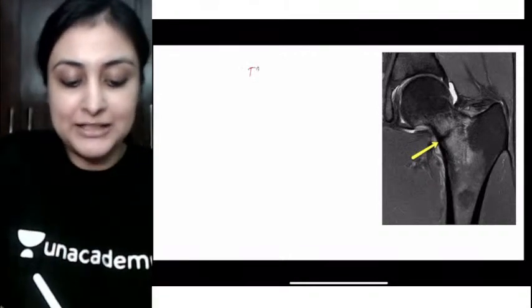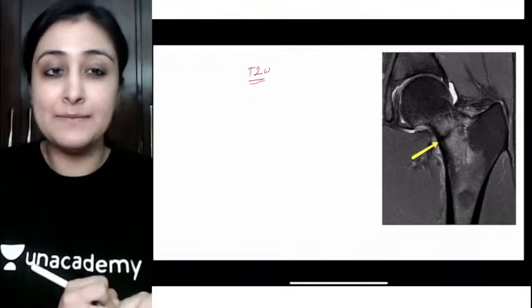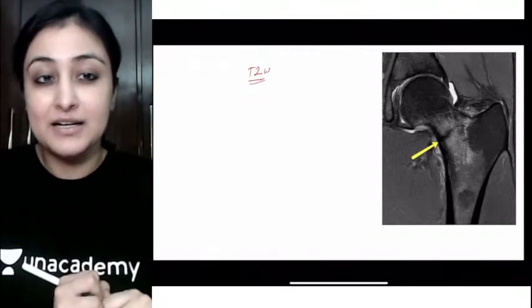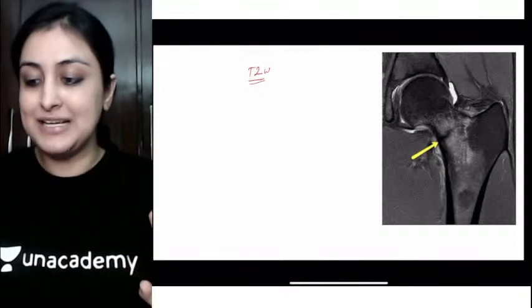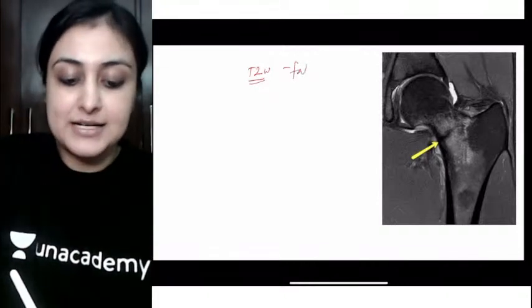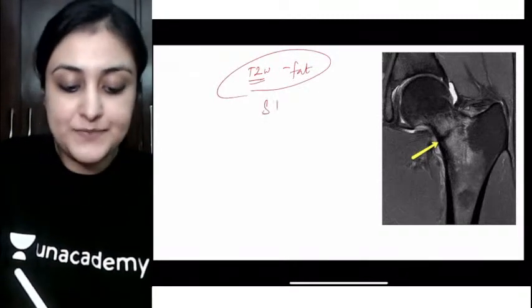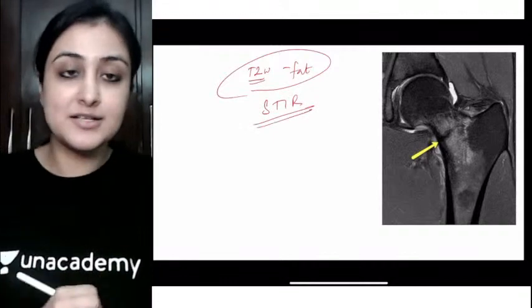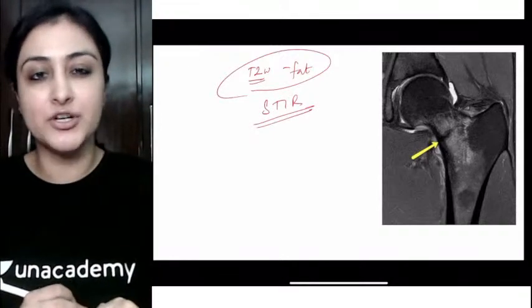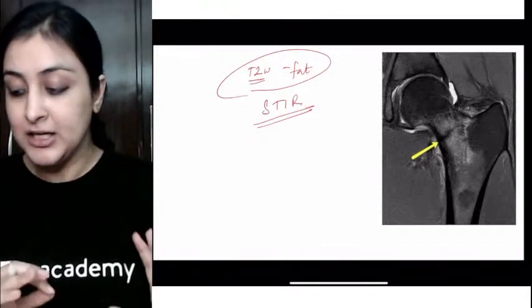Right, now let's do some more modifications with T2 only. So the T2 family of three we are making four now. On a T2 weighted image, now I am telling you I want to kill out fat. I want to see edema as it is, but I want to suppress the fat. So what is this sequence called? T2 minus fat, it's called STIR. STIR stands for short tau inversion recovery.